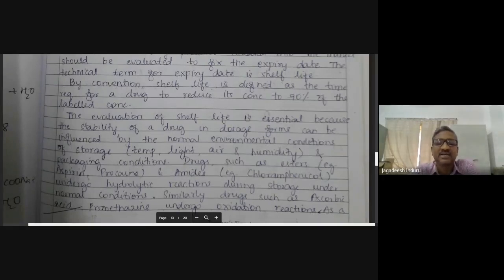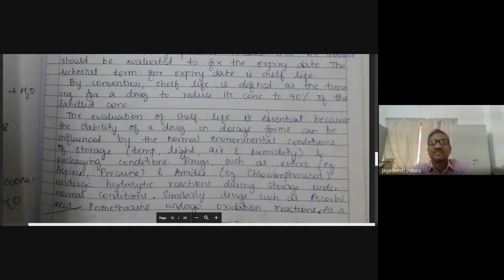There are four factors present. One is temperature, another is light, another is oxygen, which is present in the air, and another is humidity. These will cause damage depending on the packaging conditions, like what packaging we are using, whether it is plastic or glass, and the storage conditions like temperature and light, where we need to store, whether it is dark, in the refrigerator, or at room temperature.